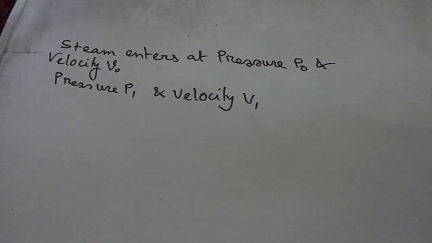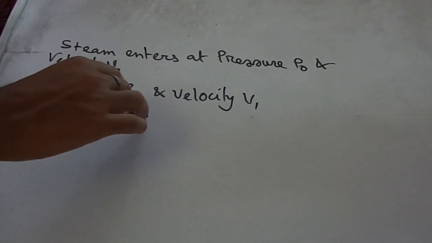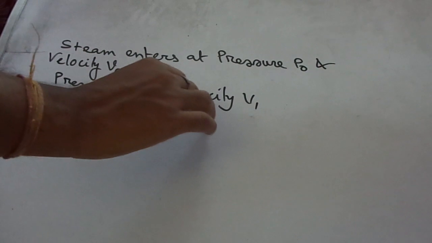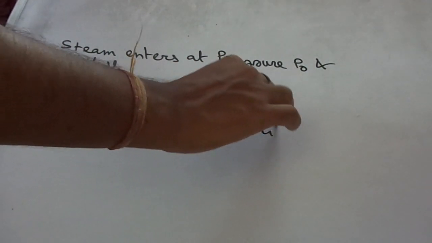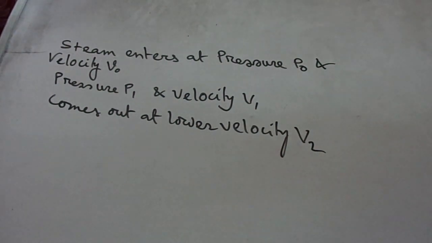A high velocity jet of steam impinges upon the blade with velocity V1 and gets deflected by an angle and comes out at lower velocity V2, imparting a torque on the blade. The pressure of steam P1 remains essentially constant as steam flows through the blades.